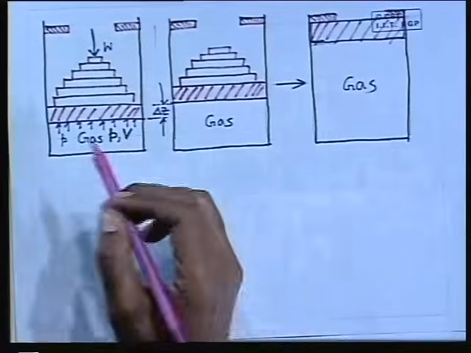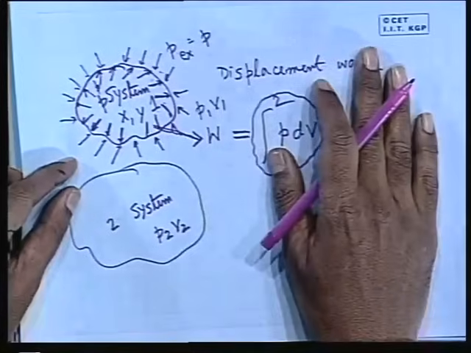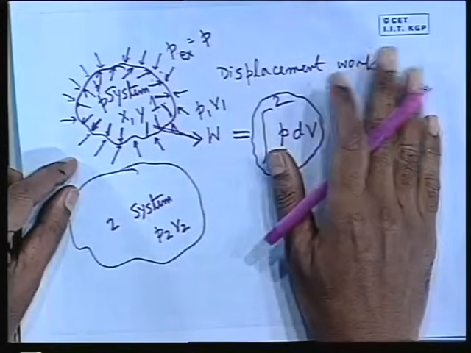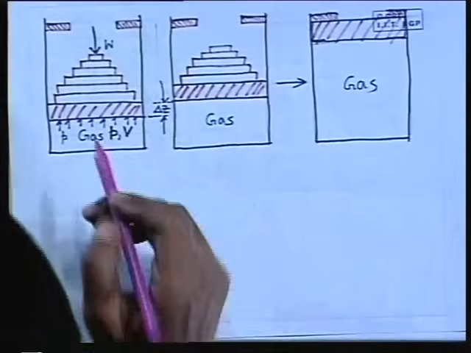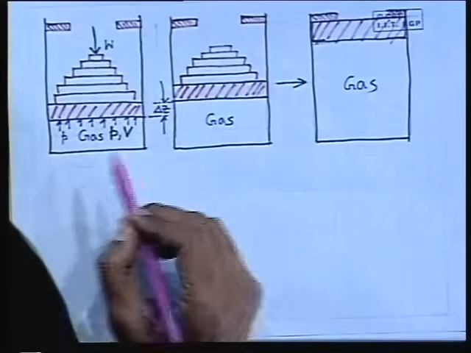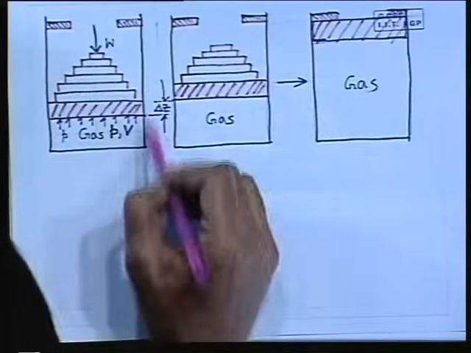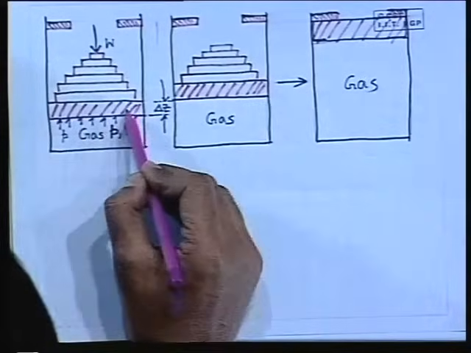quasi-equilibrium process. Here, if I only describe this, it works as information and understanding is less. Let us understand how this work becomes P dV work. Let us consider a quasi-equilibrium expansion of a gas in a cylinder. This is a piston, a restrained piston.